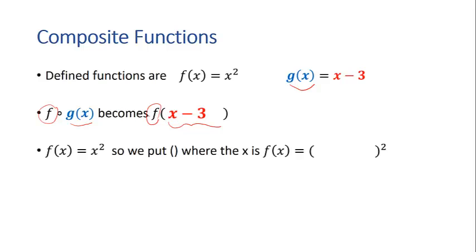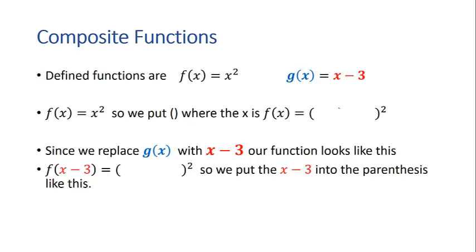So now our next step is taking the x minus 3 and putting it into f of x. So again, we start out with the function f of x equals x squared. What I've recommended is that when you write out your function, where the x is in the function, you write a parenthesis so that we know that something is going to be squared.